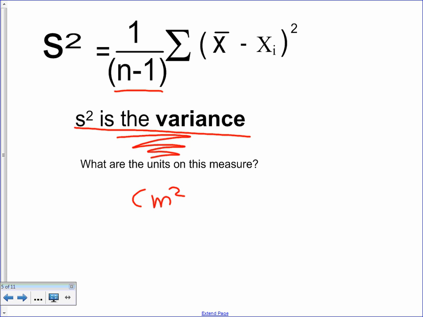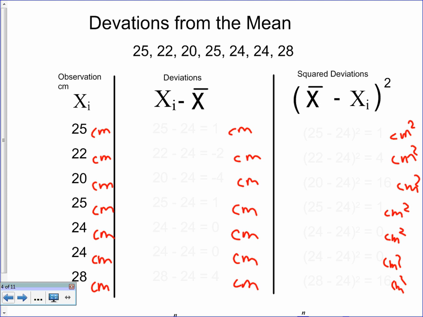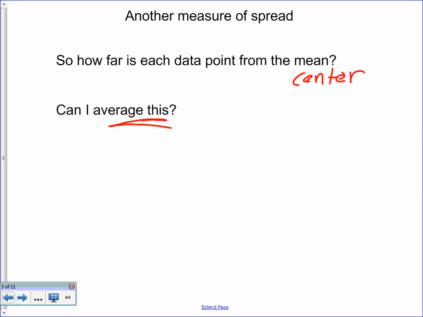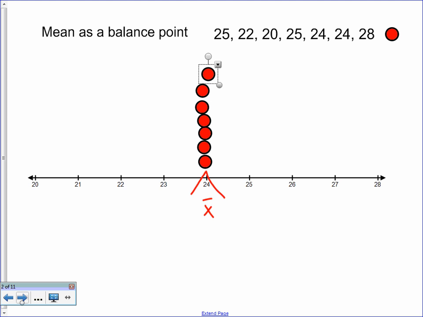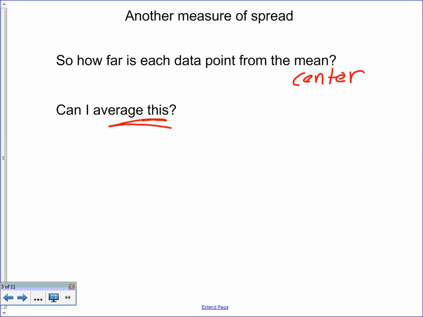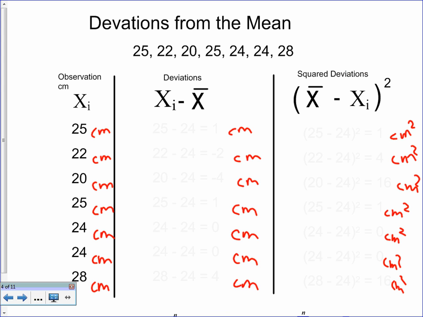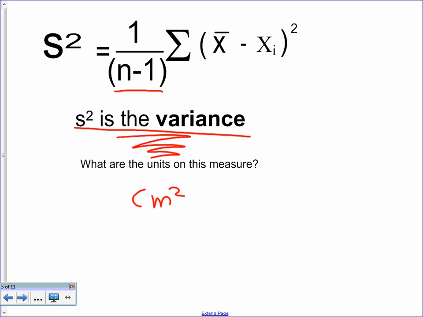the average foot size. And we said the average foot size of the 7-year-olds is 24 centimeters. It was foot size, wasn't it? Let me look at my original data set. Yep, foot length. So the average foot length is 24 centimeters. Okay, well, on average, how far is each one of those away from the center? Well, it's in centimeters squared, and that makes no sense.